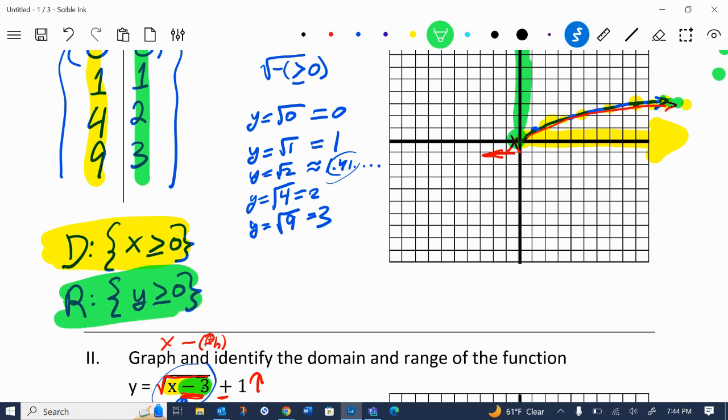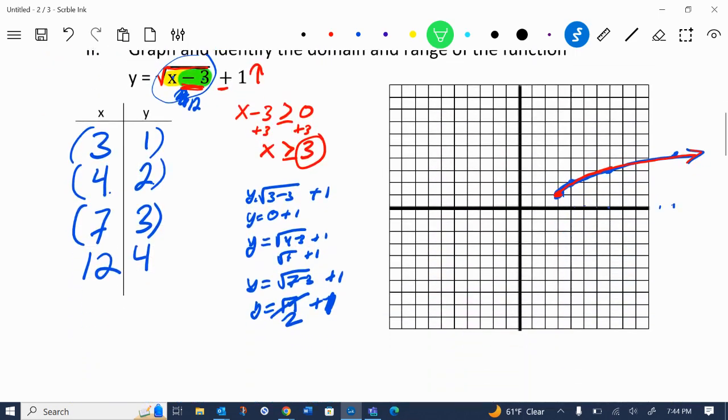And so that's the domain and the range. It's just saying which x's are acceptable in this graph and which y values are acceptable in this graph. Let's look at the next one now.